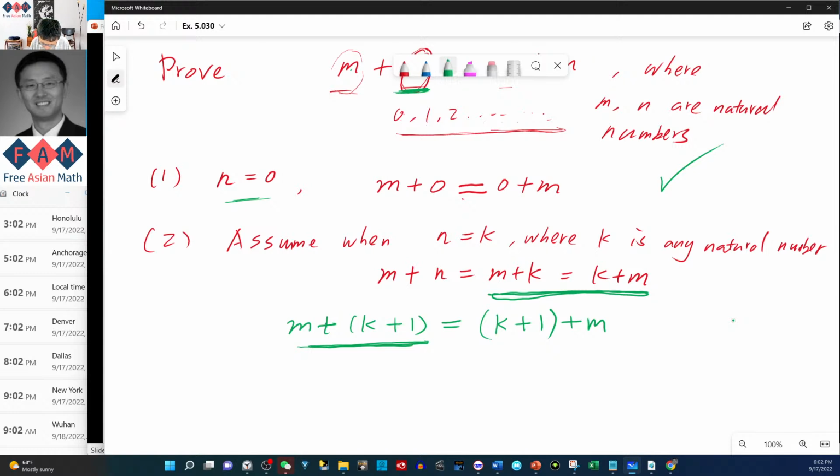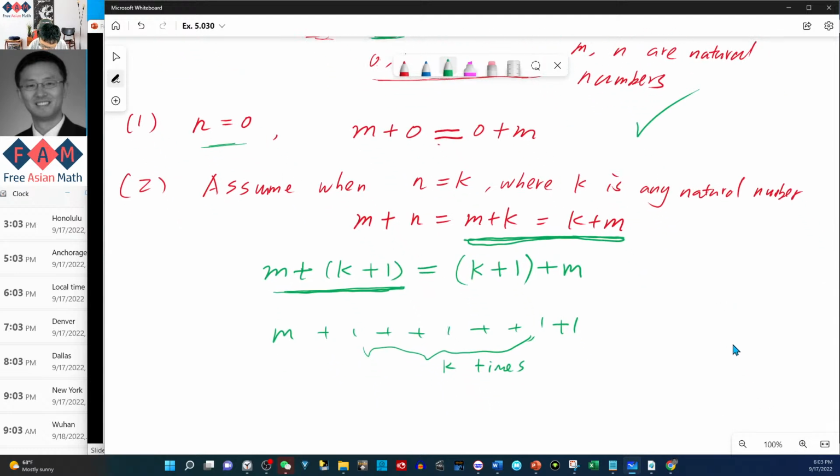We already know m plus k plus 1 is, by definition, going from m, plus 1 plus 1 plus 1 plus 1, k times, right? This is the very definition, k times. So if we add one more, it just becomes k plus 1 times. So essentially k times, then one more time, and one more time. Okay? This is the very definition of m plus k plus 1.